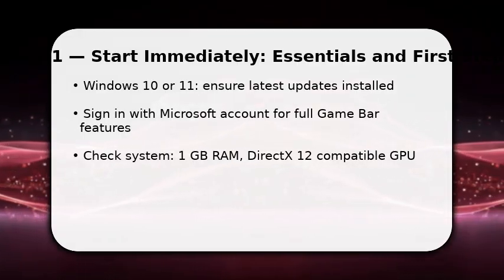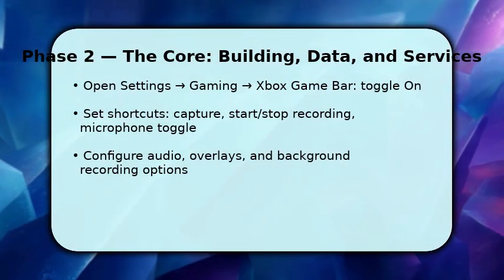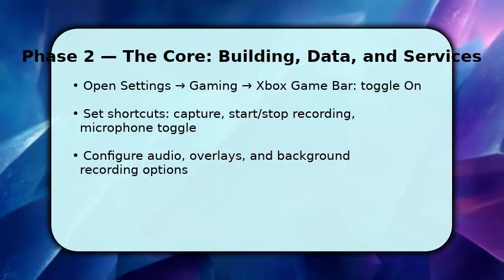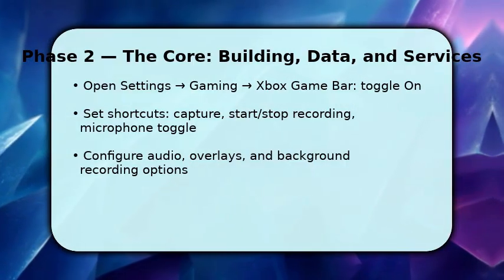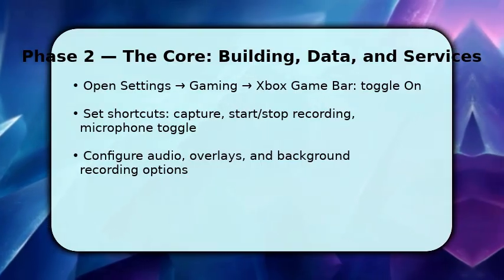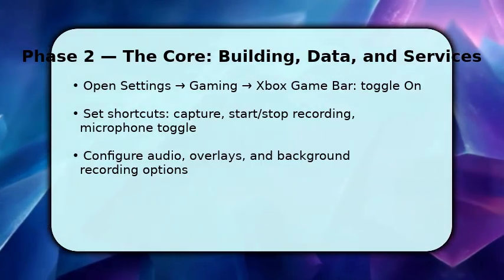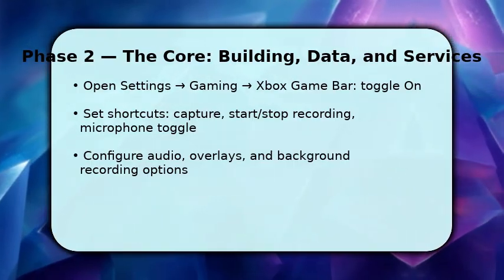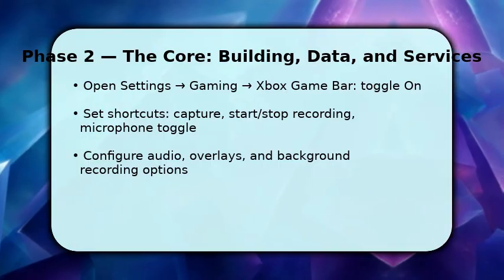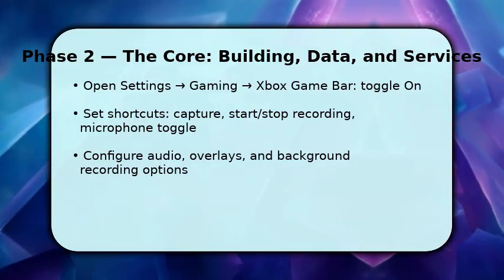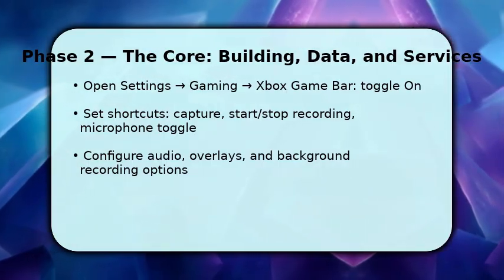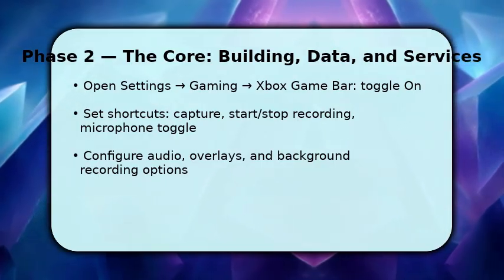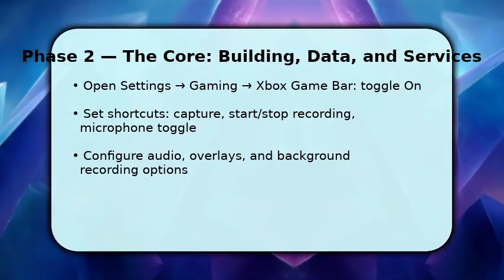You now enable and configure Game Bar so it behaves how you want. Open Settings, go to Gaming, then Xbox Game Bar, and flip it on. This allows Win+G to summon the overlay. Next, assign or confirm keyboard shortcuts for captures, recordings, and the mic so you can act fast in-game. Then, dive into widgets. Set audio mixes, enable overlay panels, and adjust background recording length. Make sure to test a quick clip so you know the controls and latency.